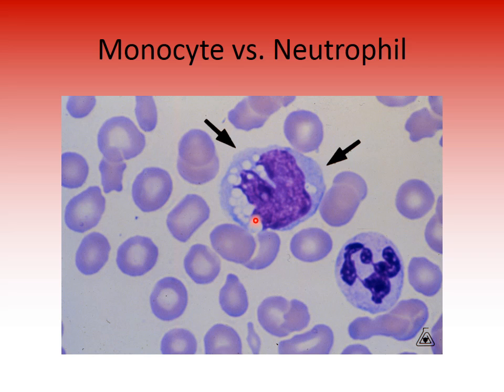These are the vacuoles that I was telling you about. They look like there's little air bubbles within the cytoplasm, and those are called vacuoles. And this is the weird nucleus. It's not lobed like our neutrophil. It just takes on this big blob of an appearance, and that's a monocyte.